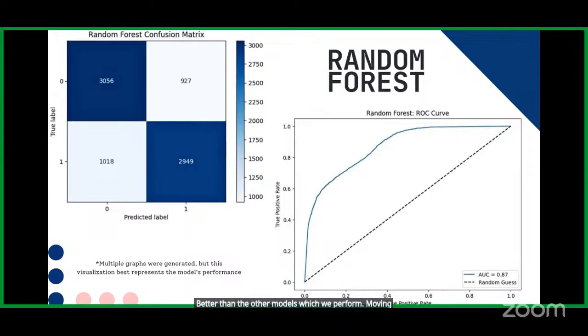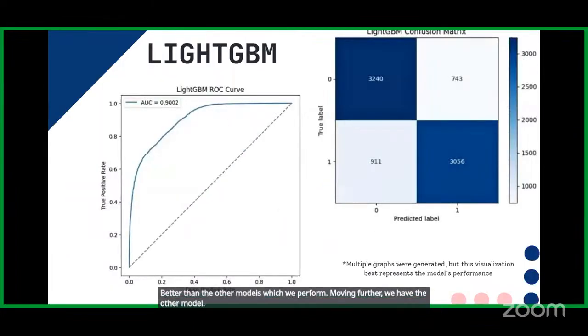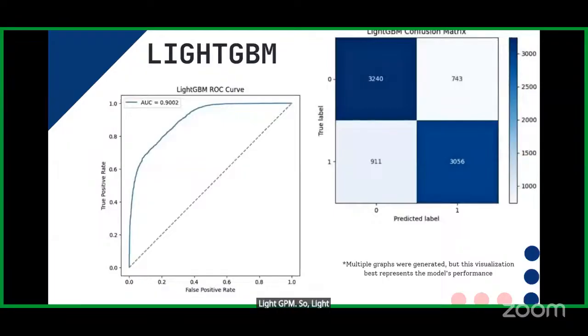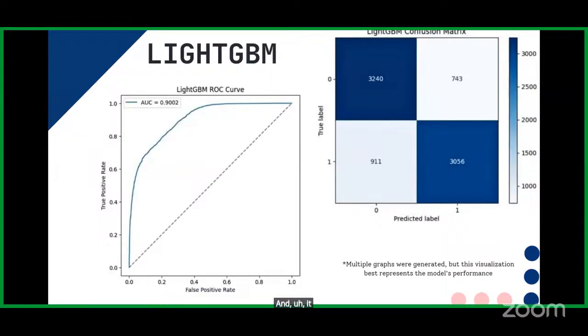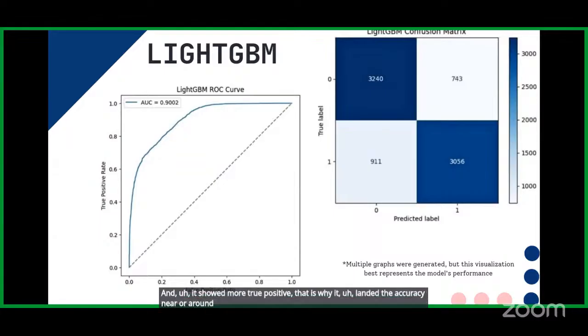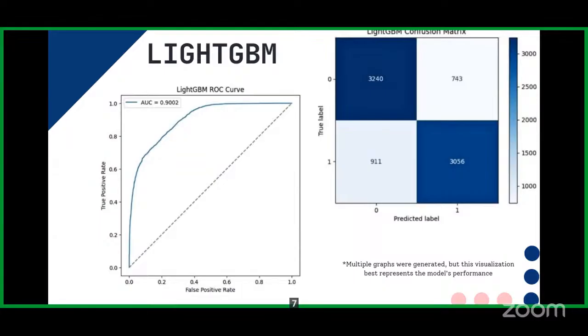Moving further, we have the other model, LightGBM. The LightGBM confusion matrix shows fewer misclassifications than the previous one, and it showed more true positives. That is why it landed the accuracy at around 79 to 80%. LightGBM is fast and efficient, which was also shown in the ROC curve.